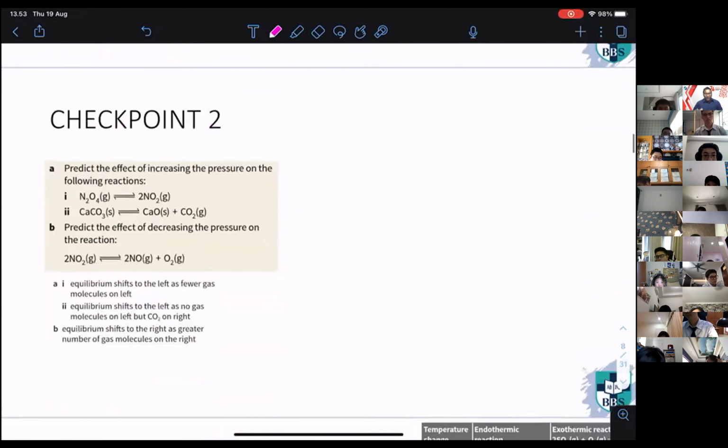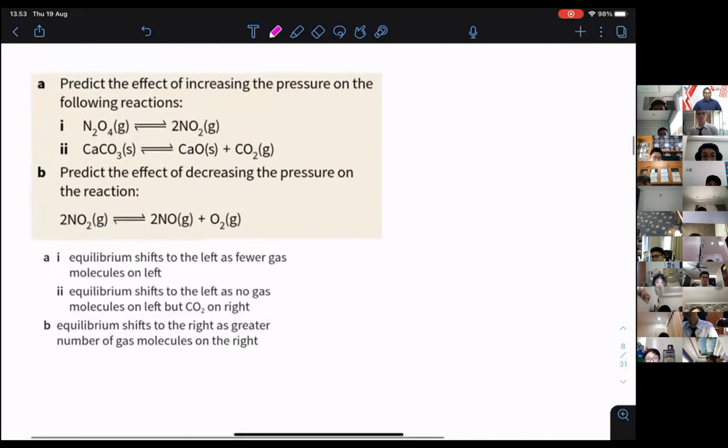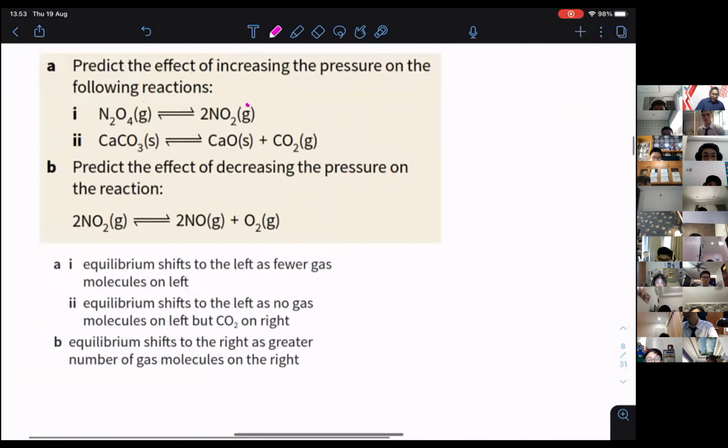Okay, so let's actually try some questions over here. Now, here, you see both of them are gas, no problem. So 2 and 1. We are going to predict the effect of increasing pressure. So to increase pressure, you need to decrease the pressure, so you need to go to the left. So when you explain, it will shift to the left towards fewer gas molecules on the left. So that is the reason I'm asking you to include that number of particles.